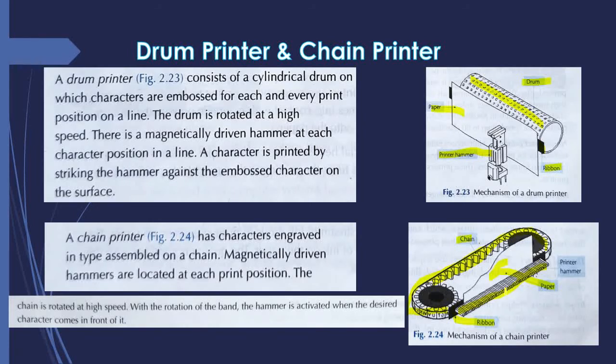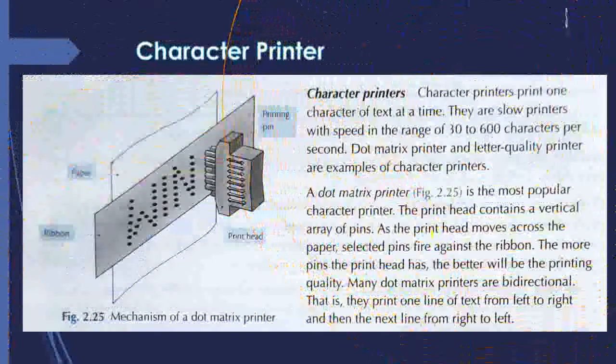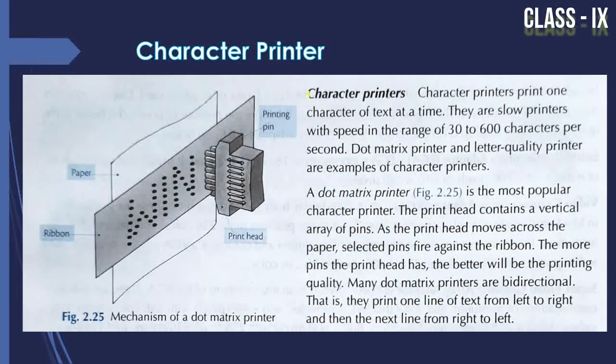So drum printer and chain printer, what are they? They are impact printers, which are divided into line printers and character printers. Drum printer and chain printer are under line printer only. Okay, let us proceed to the next one. Next is character printer. So character printers, what happened?